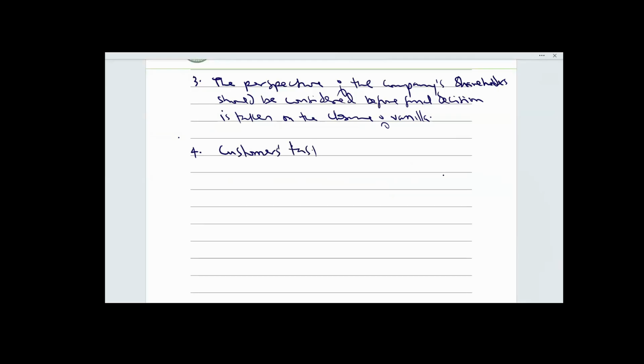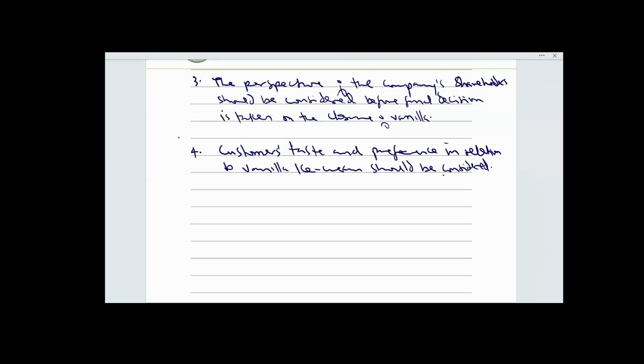Customer taste and preference in relation to vanilla ice cream should be considered. Okay, what are we saying here?